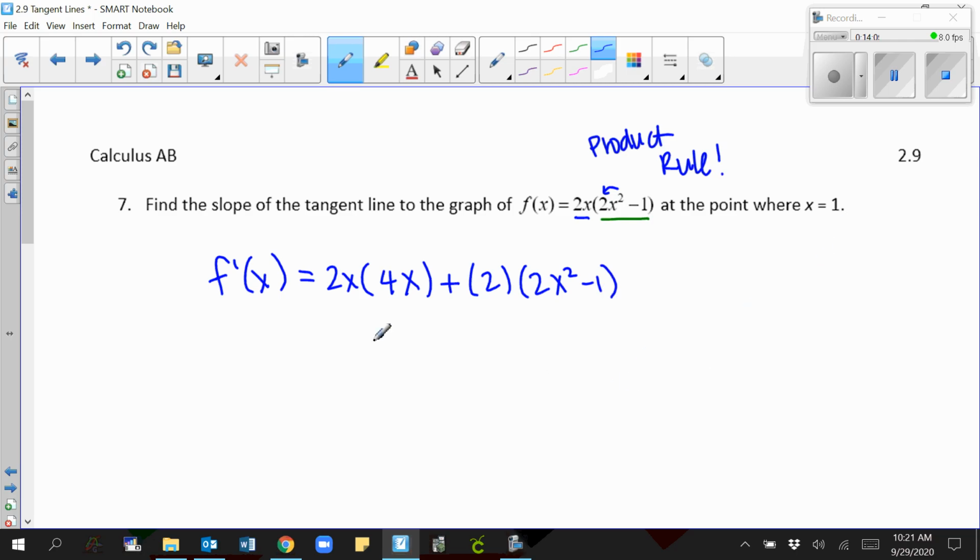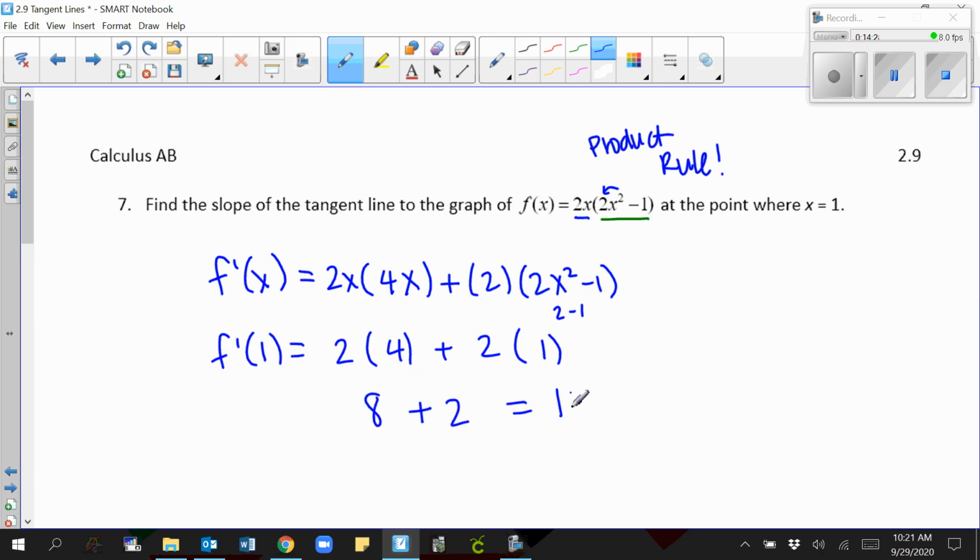And I'm looking specifically at 1, so I'm going to go ahead and plug in 1. So 2 times 1 is 2, 4 times 1 is 4, plus 2 times, well, 2 times 1 squared is just 2, minus 1, which gives me 1. So 2 times 4 is 8, plus 2 times 1 is 2, so my answer is 8 plus 2, which is 10. And it just asked for the slope. It didn't ask for the whole equation, so we're done. Make sure you're paying attention to what it's asking for.